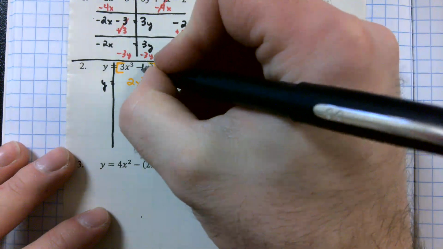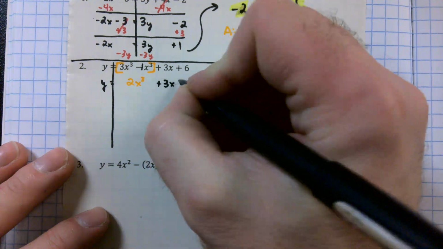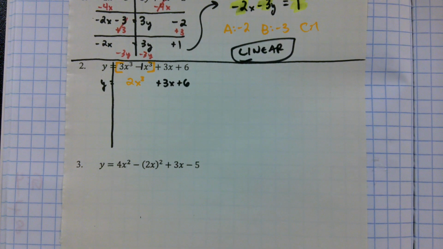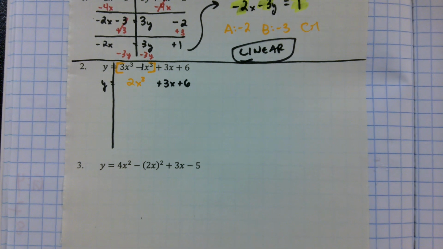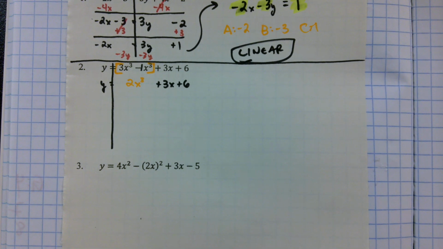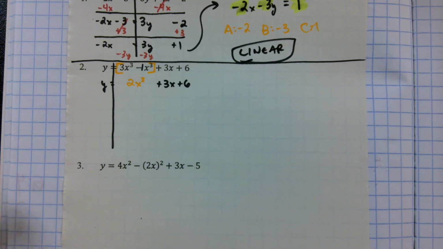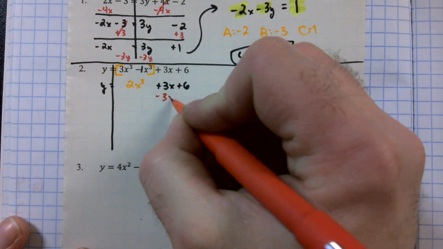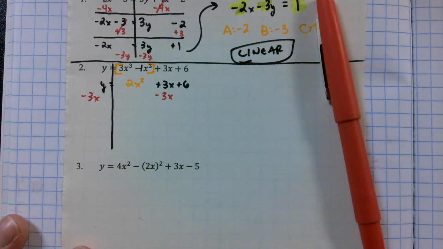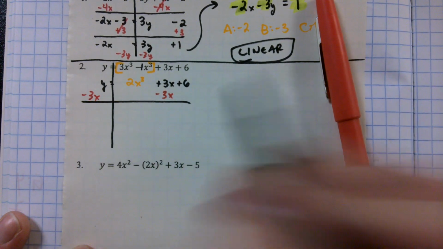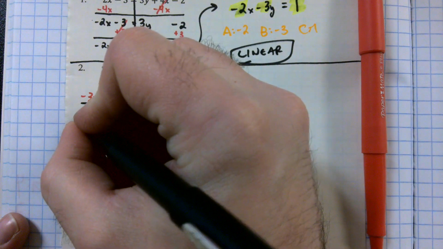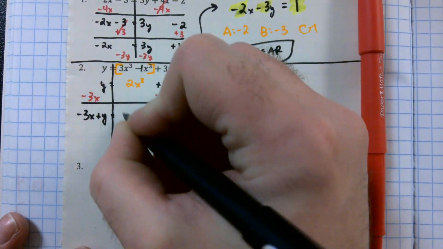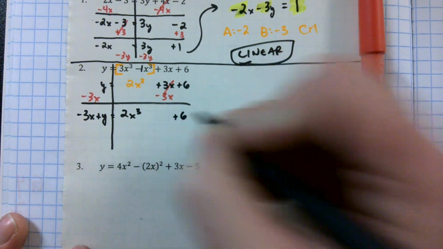There's an invisible 1 in front of that x. Do we subtract both sides by 3x? Maybe. There's a couple things we could do now. Let's just do that. We'll subtract 3x from both sides. That's what you said, Anthony, right? Perfect, good thinking. The 3x's go away. I've got negative 3x plus y equals 2x cubed plus 6.